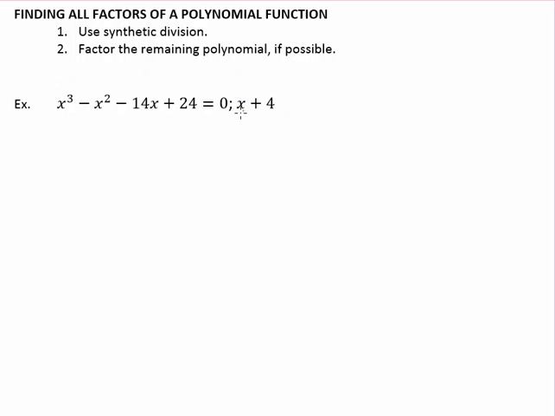So they're telling us x plus 4 is one of those parentheses, and we are going to figure out what the other parentheses are. So if I have x plus 4 and I'm doing synthetic division, remember we set it equal to 0 and solve to figure out what to put in our synthetic division box. So I'm going to put a negative 4, then I'm going to put 1, negative 1, negative 14, and 24.